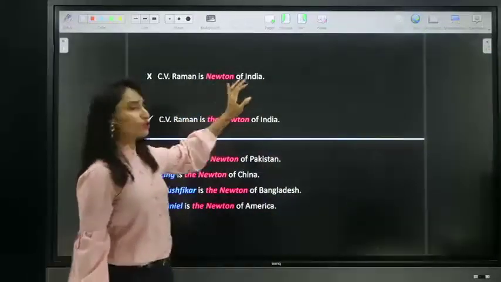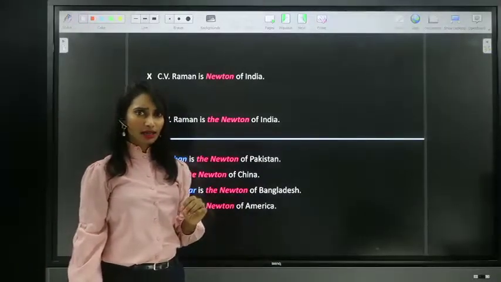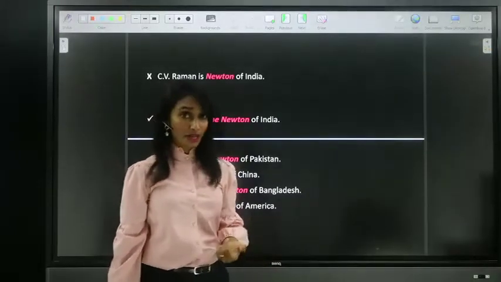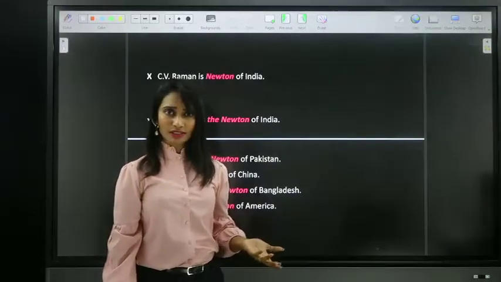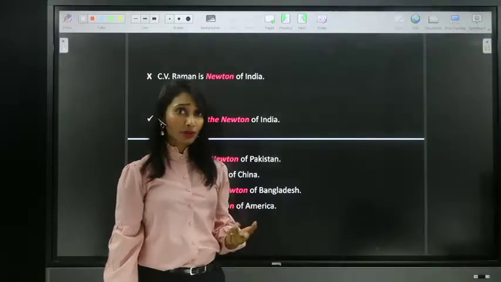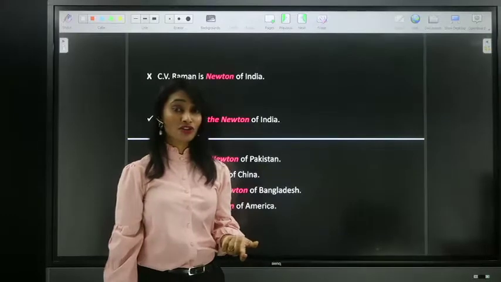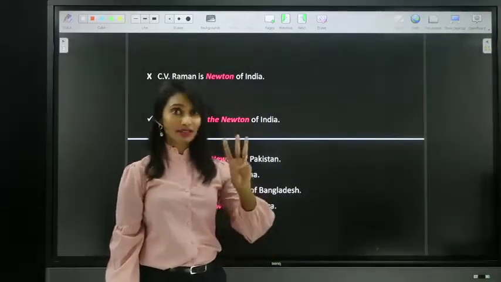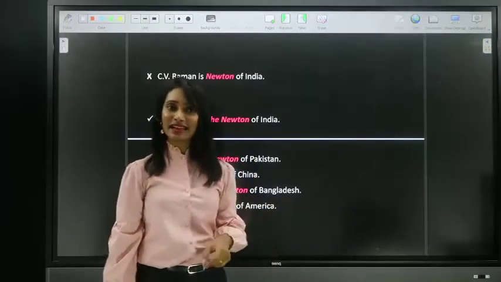C.V. Raman is the Newton of India. Who is C.V. Raman? He is a physicist, a physics scientist from India. So you know C.V. Raman is a physics scientist. What about Newton? Newton is well known, right? Newton's laws, you might have remembered the third law very well, right? So Newton is also a physics scientist.